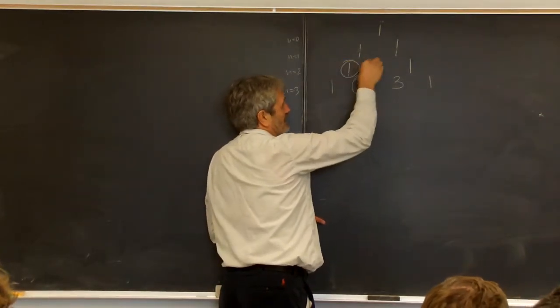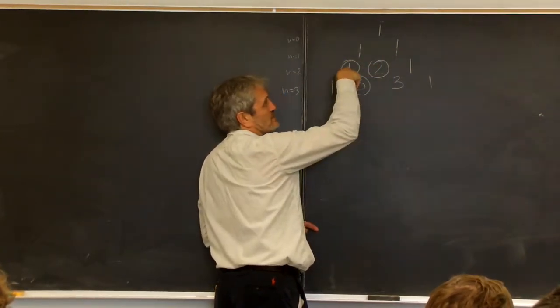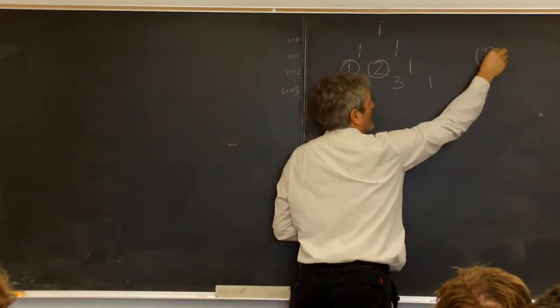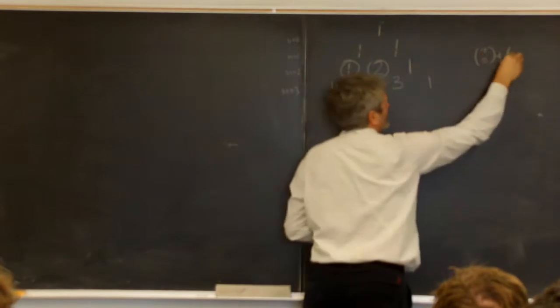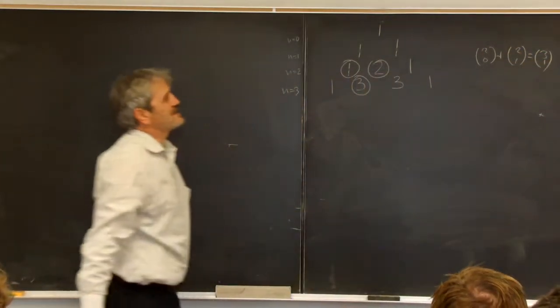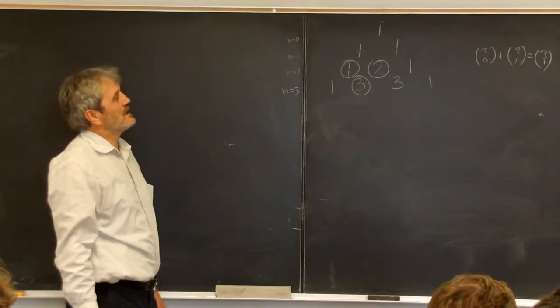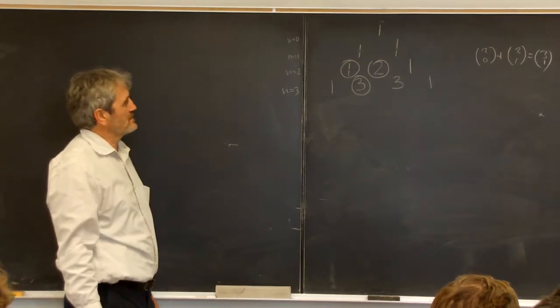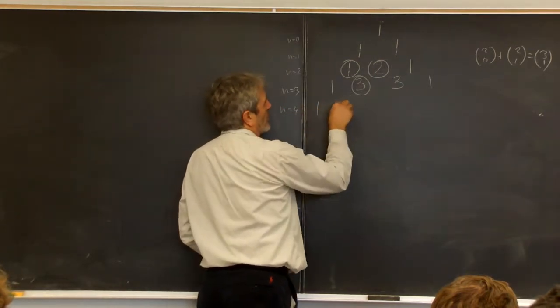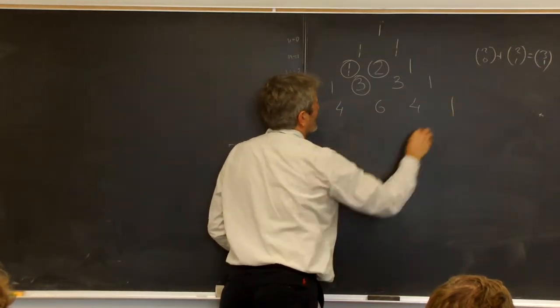So let me look at this triangle here. Who's this? This is 2 choose 0, plus this is 2 choose 1, equals 3 choose 1. And that's exactly what our equality looks like. Let me do one more example. N equals 4, 1, 4, 6, 4, 1.